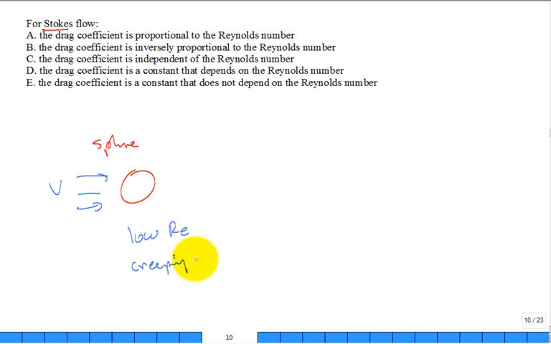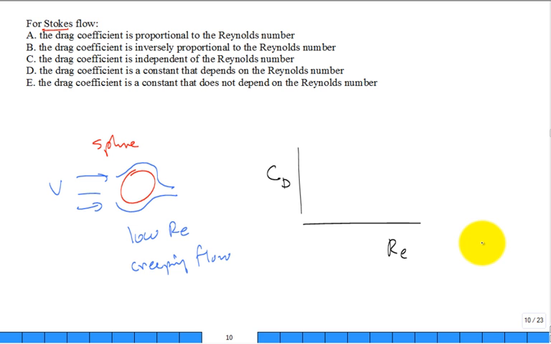What do you mean by creeping flow? Really just slow flow around it. And so the flow sort of separates, goes around the object, and rejoins on the back side. That's Stokes flow. Low Reynolds number flow. So maybe you think about the drag coefficient, C sub D, because that's what we're focusing on, and you think in your mind of that plot of the Reynolds number.